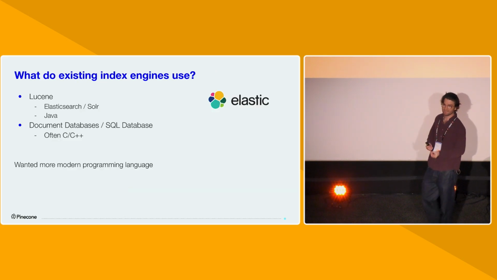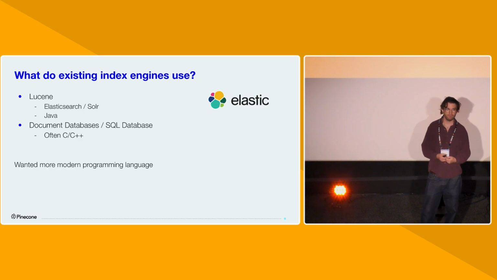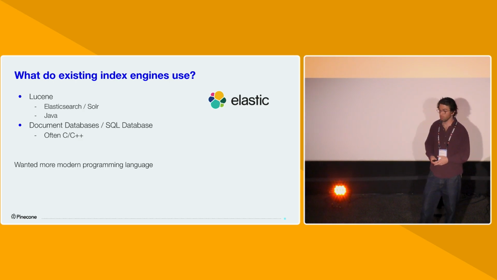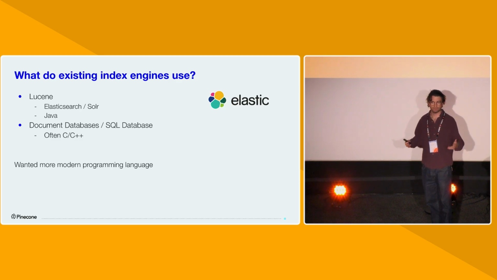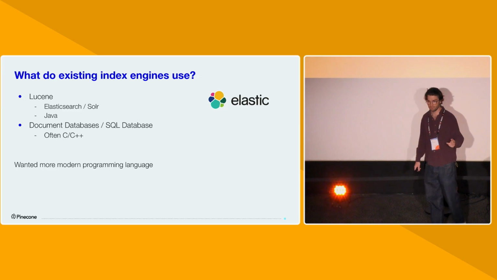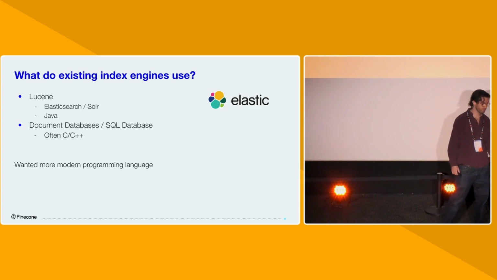So what do existing search engines use? We looked out there and said, okay, there are similar products. You have Lucene, which is designed for traditional full text search, used by Elasticsearch, Solr, OpenSearch, and so forth. And then you have traditional SQL or document databases that provide search features, full text search, or different sorts of indexing algorithms, like MongoDB, Postgres, and these are generally written in C++, whereas Lucene took a Java approach. But we wanted to try a more modern programming language.